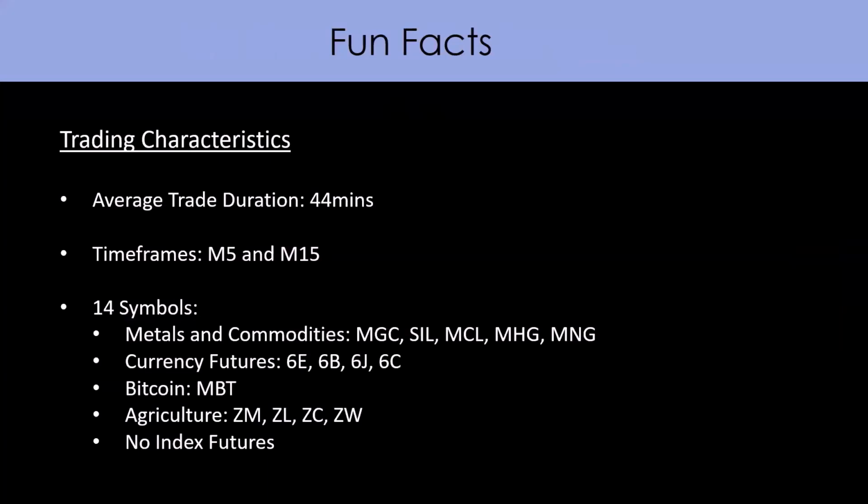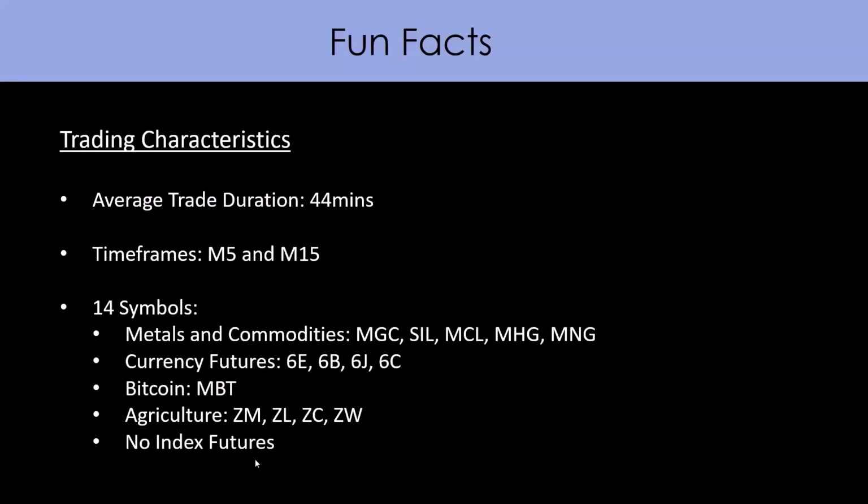Here's some fun facts. So what did I trade? Well, it was a futures challenge. So I traded in the futures space, of course, but very diversified. Like 14 different symbols were traded, including gold, silver, crude oil, copper, natural gas, some currency futures here, even Bitcoin and some agricultural futures. No index futures.